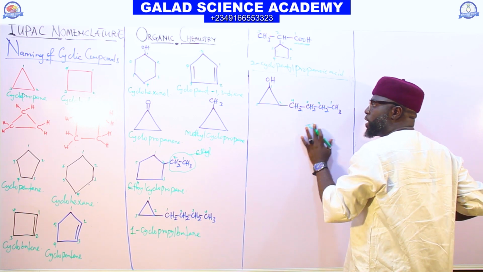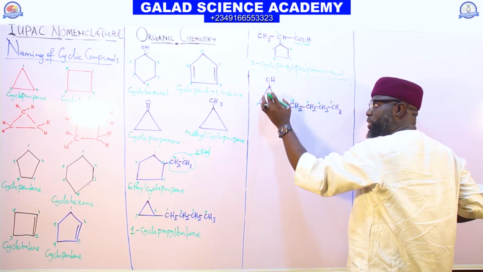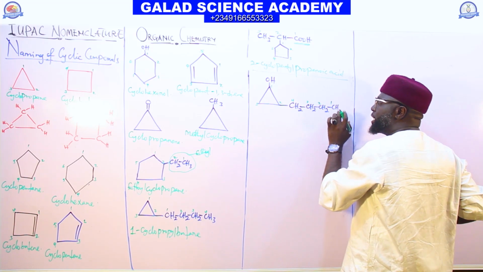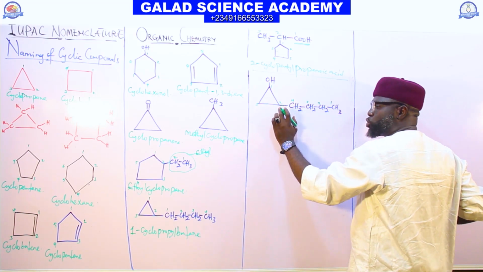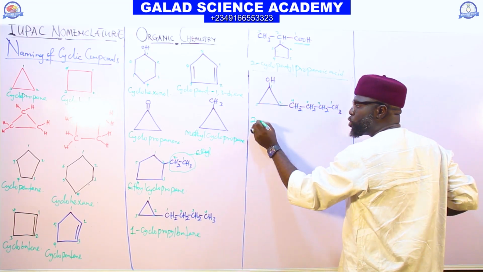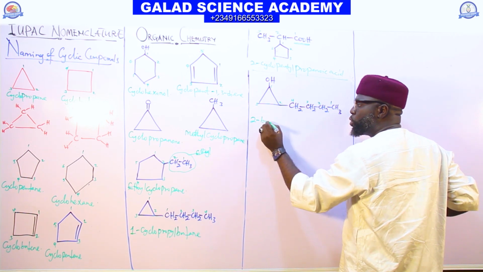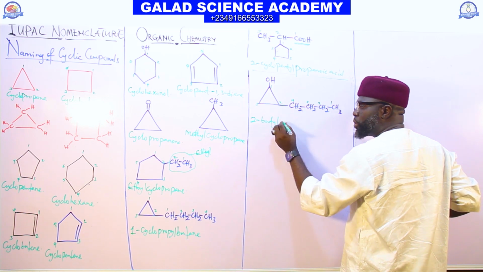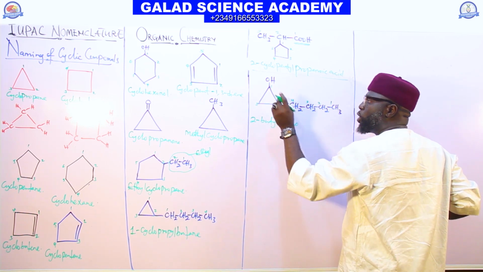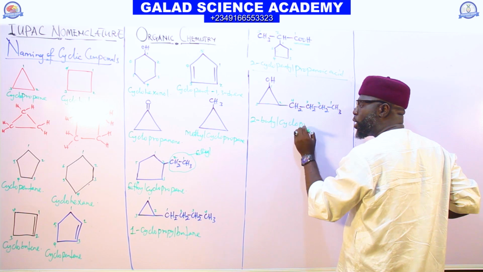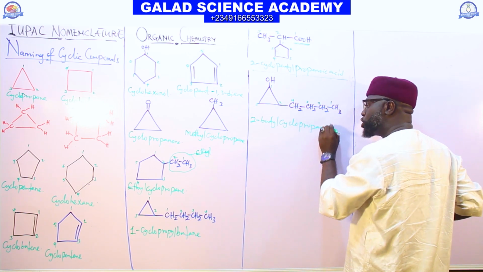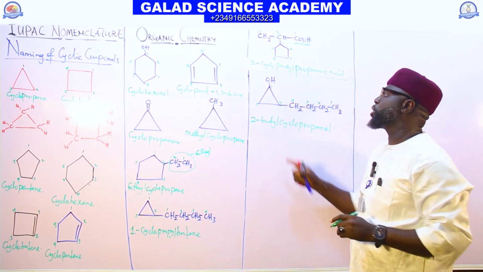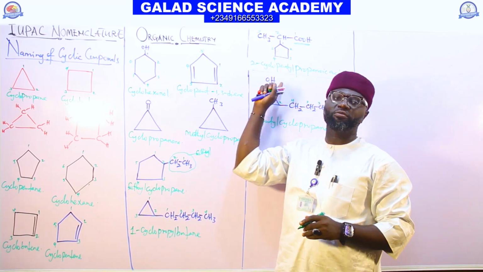Cyclo. You call it serve as what? The parent chain. This attached to what? 2. You now call what? 2-butyl. This is butyl, substituent group. Cyclo 1, 2, 3, propanol. Why? Because of the functional group that we have here.